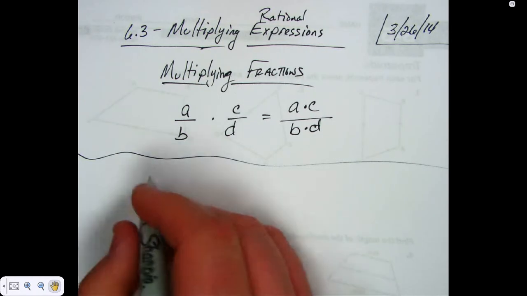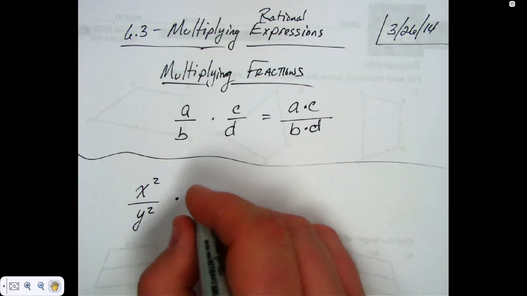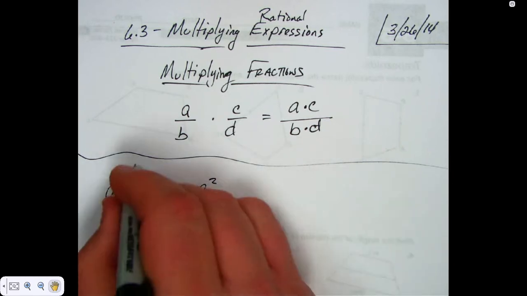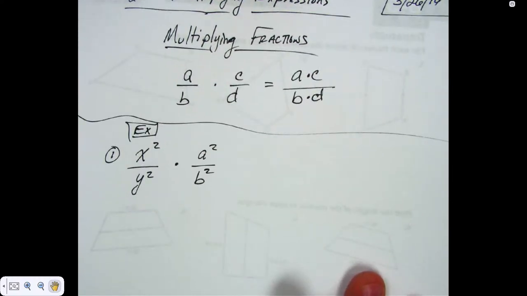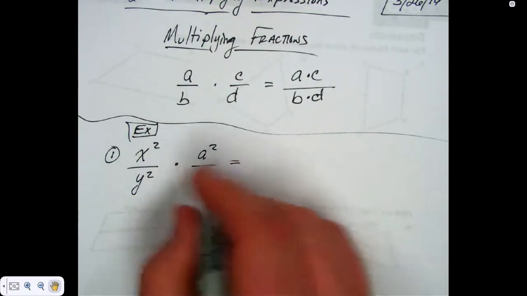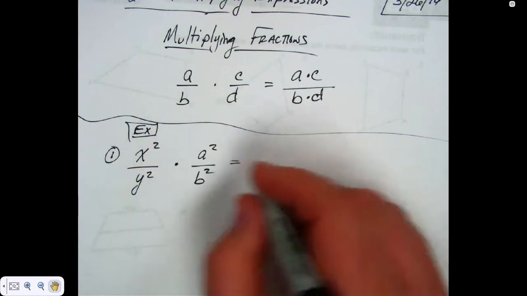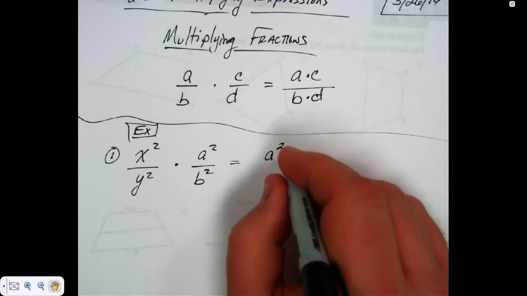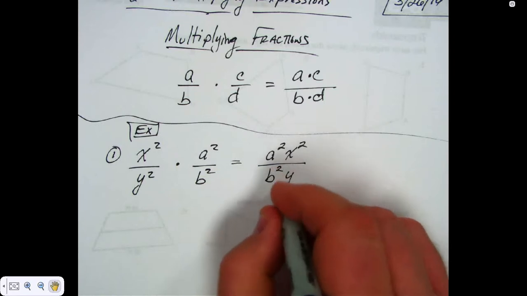expressions, you could have something like this: x squared over y squared times a squared over b squared. I've made this one pretty easy. Nothing up here will reduce with anything down here, so you multiply the top. X squared times a squared, well, you always put it in alphabetical order, so it'd be a squared x squared over, alphabetical order here would be b squared y squared.